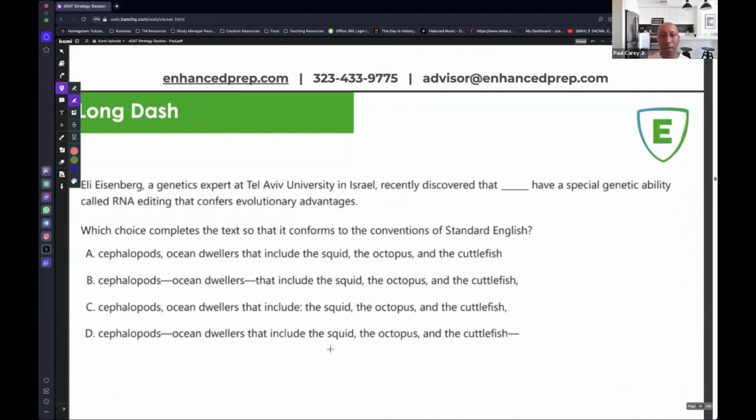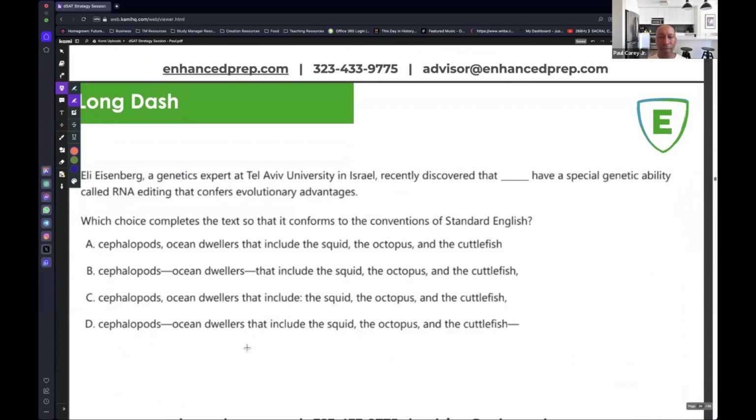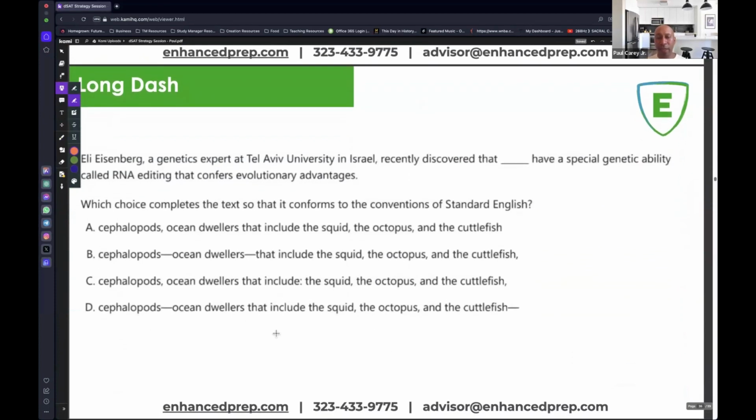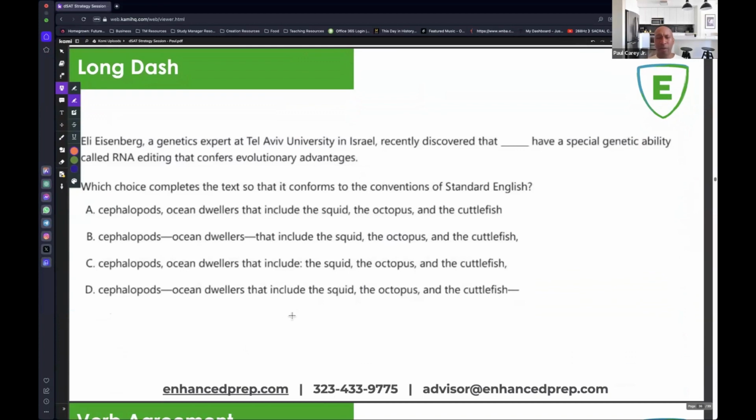All right. So long dashes. I'll only mention one big thing with long dashes. We won't go over this too much, just to make sure that we get enough time to work through a couple other things. There's one key thing that you really want to make sure you're thinking about. So when you have long dashes, and especially when you see two long dashes within an answer choice, this is a situation where we want to see, is it a descriptive phrase? Okay.